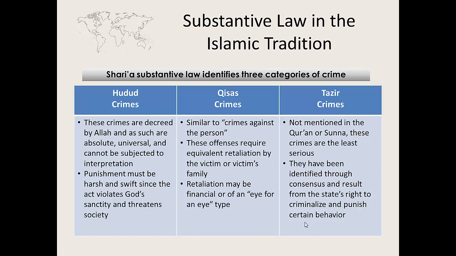Under Western thought, you would include murder as among the most severe and serious offenses, but under Islamic law, murder is serious as it is, and it's not meant to identify it as being any less serious. But it's not seen as something that violates God's sanctity and threatens society in the same way that an act like adultery or theft might.